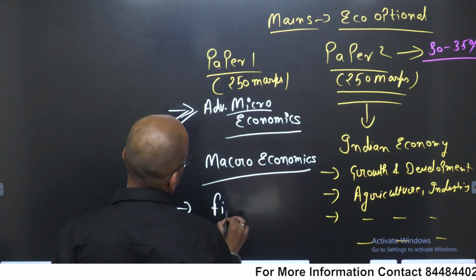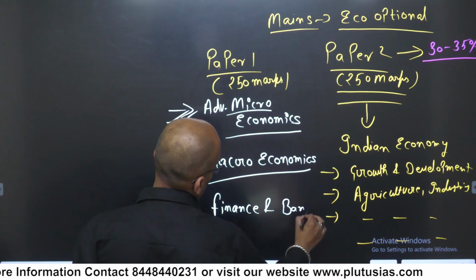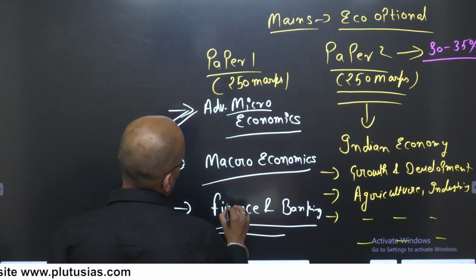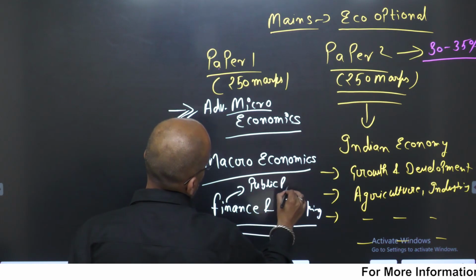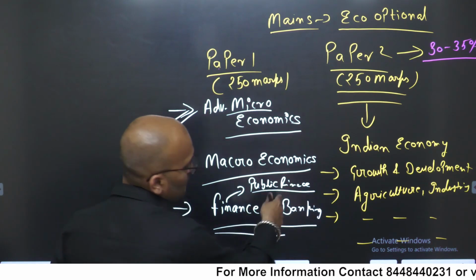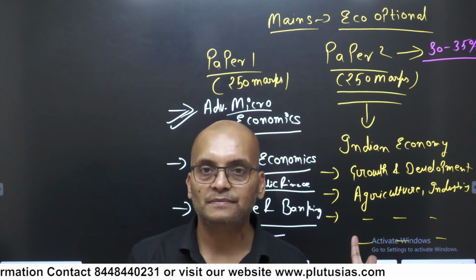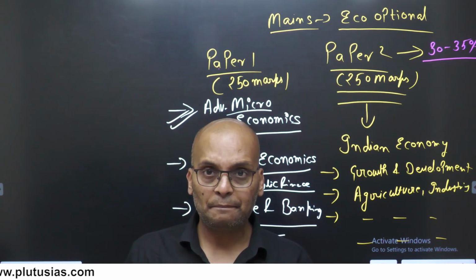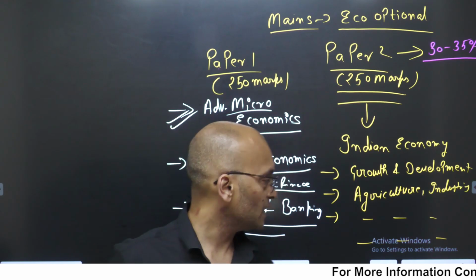Then is your finance and banking. Again, this portion, and if when I'm talking about finance, it is mostly public finance. You have sort of studied it for your prelims, this public finance. Types of market, primary, secondary market, capital market, money market, all these things are here. Okay.